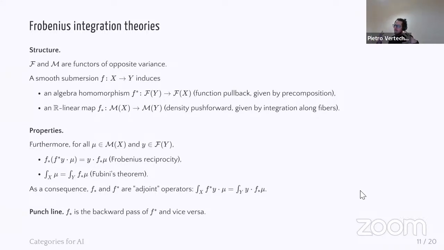because what this says in concrete terms is that F lower star and F upper star are the backward pass of each other. So if you write a neural network, and at some point you have F upper star as the forward pass, then F lower star will be the backward pass, and vice versa. So this naturally leads to writing architectures where it's very easy to compute the backward pass.